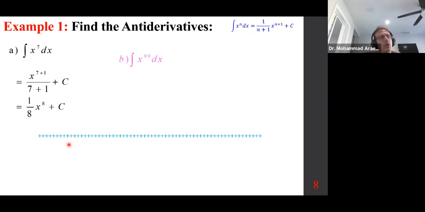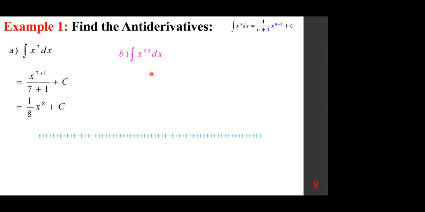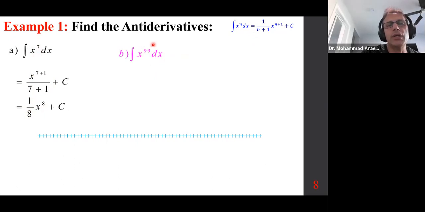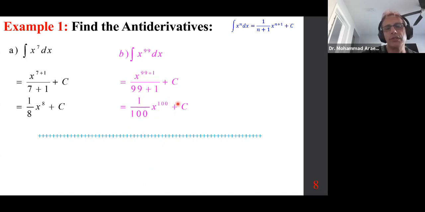So if we have this one, what should be the answer? Anyone can give us the answer for this one? 1 over 100 x to the power of 100. Beautiful. So 99, you add to it, becomes 100. So x to the power of 100 divided by 100. Now, again, you're writing it over 100 or 1 over 100 x to the power of 100. Doesn't matter. Don't forget the constant.